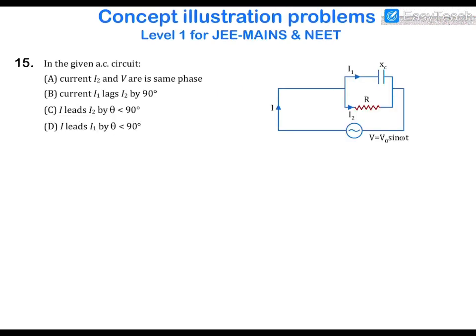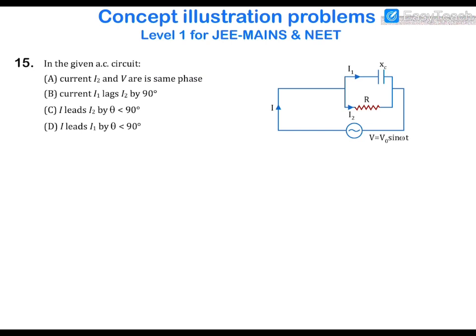In this question, you can see that there are three elements, in which one is capacitance, the other one is resistance, and the third one is the voltage source, an AC voltage source. These three are connected in parallel to each other, and we have to choose the correct option regarding the phase differences between them.